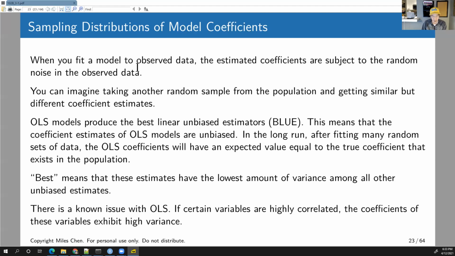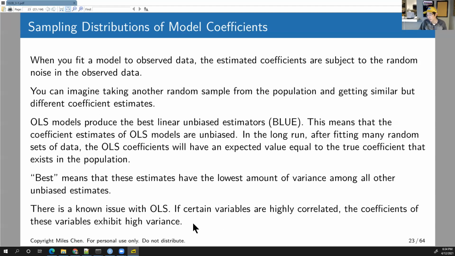And OLS, ordinary least squares regression, produces your best linear unbiased estimators. I think you probably had to prove this in 100B as well, or 100C or something. In this case, best means they have the minimum amount of variance among all possible unbiased coefficient estimates. Unbiased means that in the long run, the expected value of these estimators is equal to the true values in the population. And these are the best because they have the lowest variance among possible unbiased estimators, right?